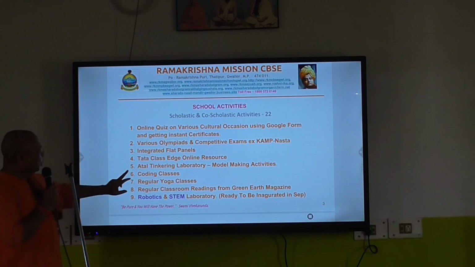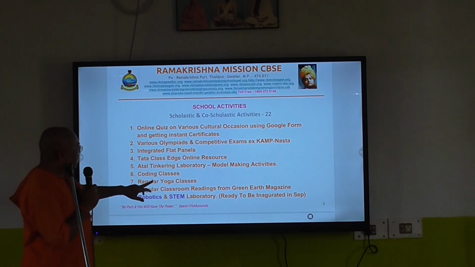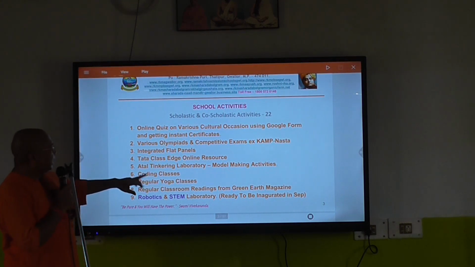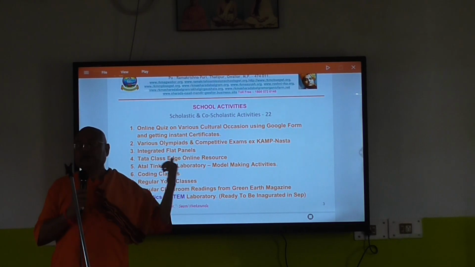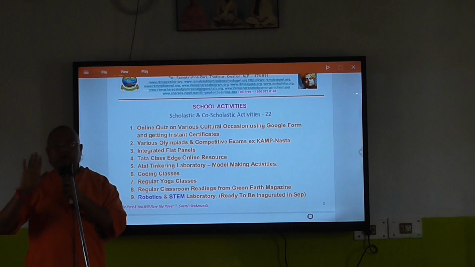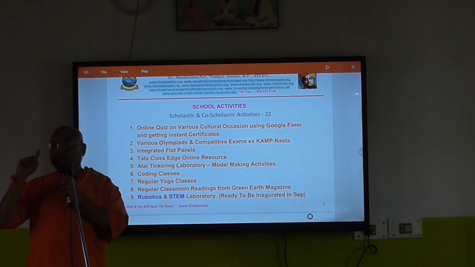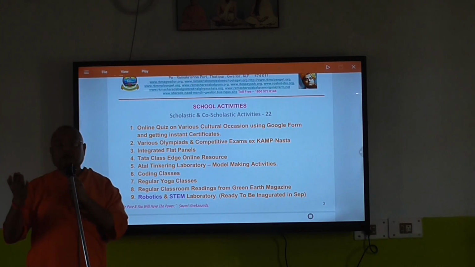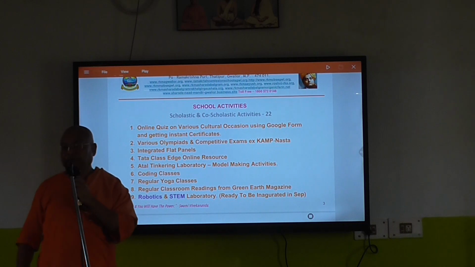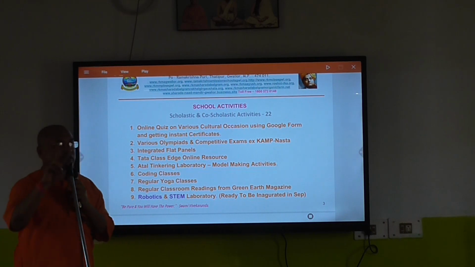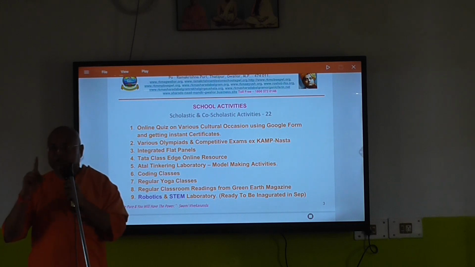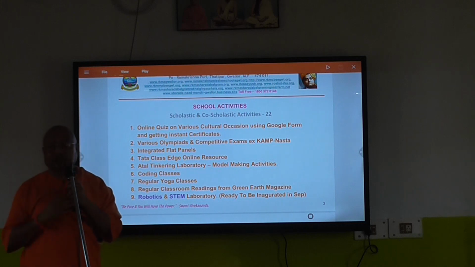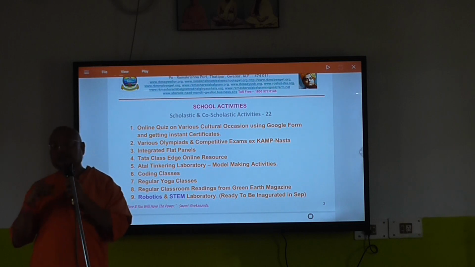Then coding classes, atal tinkering classes, regular yoga classes, regular classroom reading from the Green Earth magazine. Now it is the Full Marks magazine. That magazine we are sharing with you through WhatsApp and the app also. Make sure that after dinner, you ask your ward to read it loudly from the mobile. What will happen? Two things will benefit. One, whether his pronunciation is proper or not, you will understand. And whenever you hear, you can suggest the correction. This is one benefit. Secondly, you can understand how efficient he is.